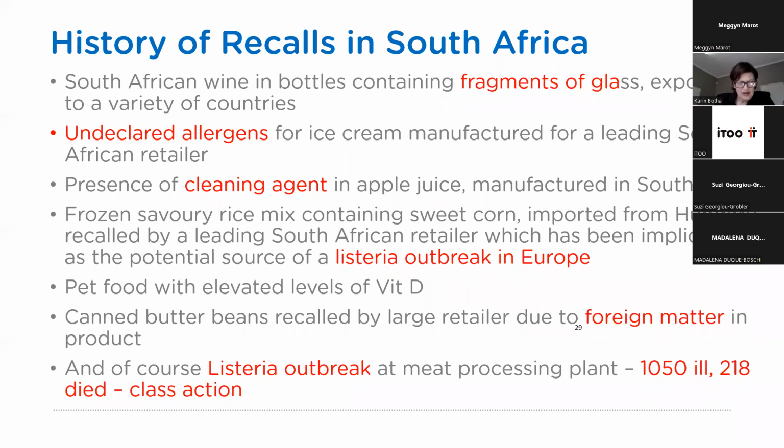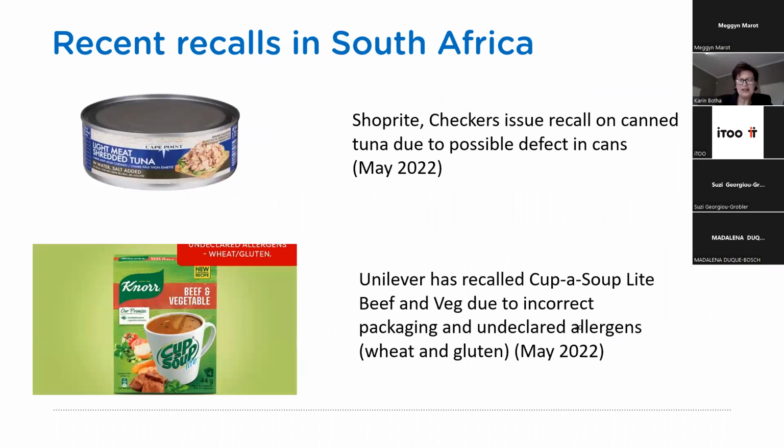Then just another big one is the Listeria outbreak. As you remember, in the meat processing plant with the bologna a few years ago, some 1,050 people got ill and 218 died, and a class action was filed against that company. Going a bit more recent, if you go to the next slide, please, this year Shoprite Checkers issued a recall on canned tuna due to a possible defect in the cans. It was regarding the double seam of the cans, and they had to remove everything from the shelf.